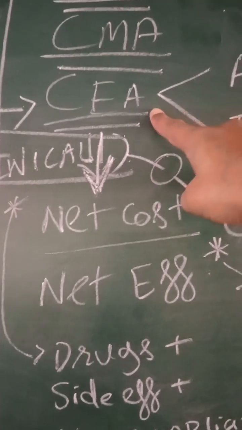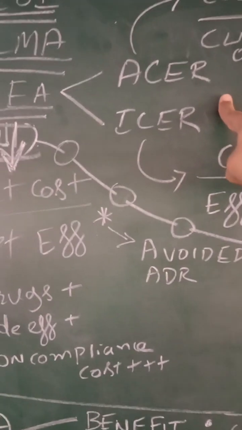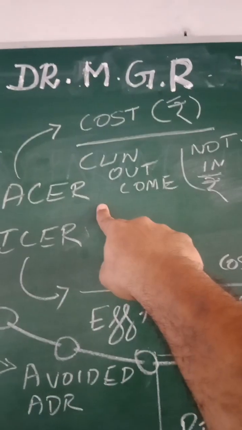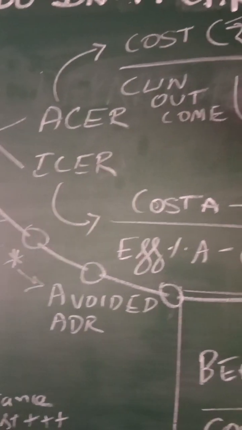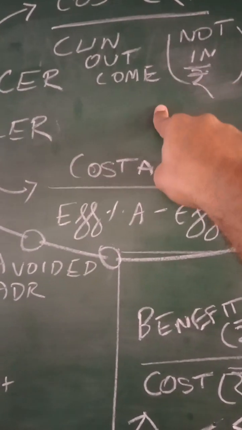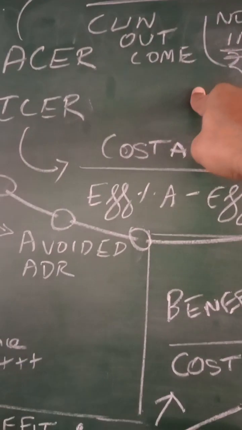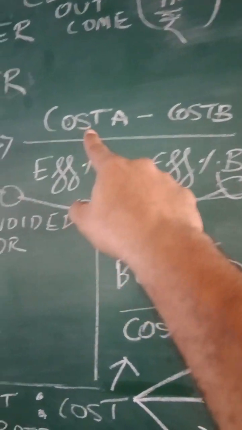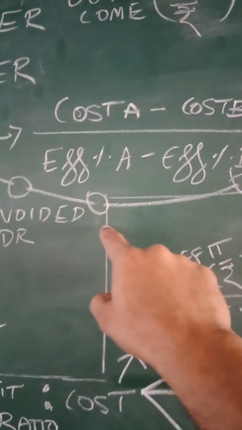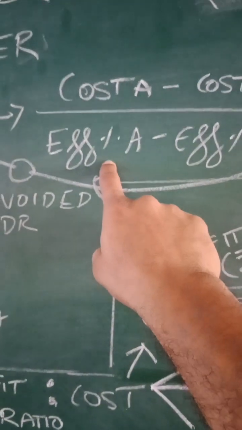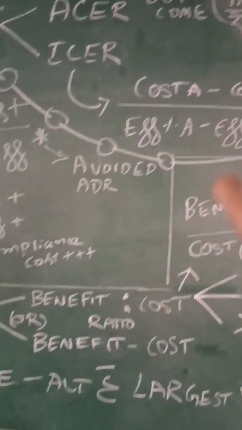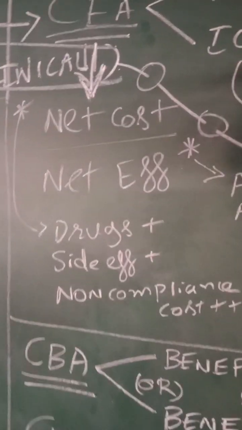Now, cost effectiveness analysis, where we have to calculate two things: ACER, average cost effectiveness ratio, and incremental cost effectiveness ratio. Now, ACER is calculated by cost in rupees divided by clinical outcome, but the clinical outcome is not in rupees, it is the effectiveness. And incremental means the difference between cost of A and cost of B divided by effectiveness in terms of percentage of A, effectiveness percentage of B. So when we reduce this, we will be able to get the incremental cost effectiveness.